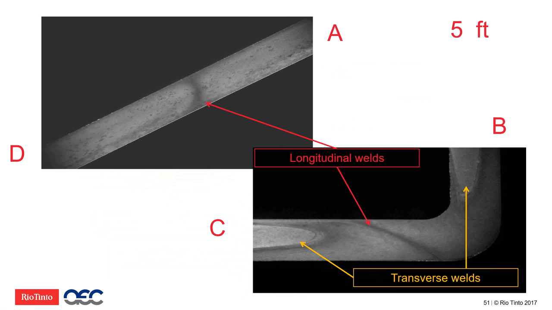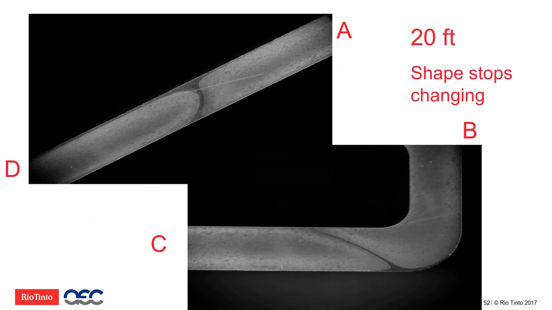And so you see the difference here. We cut the sample. This is the same sample, by the way. But if we look between D and A, there is no transverse weld. However, in the port between C and B, the transverse weld is already showing up here. All this to say that the transverse weld has to be calculated, really.